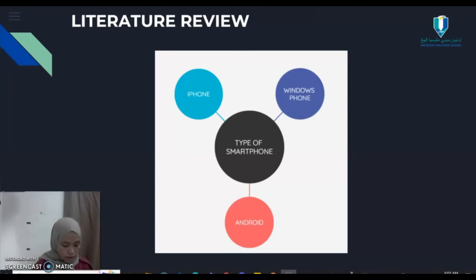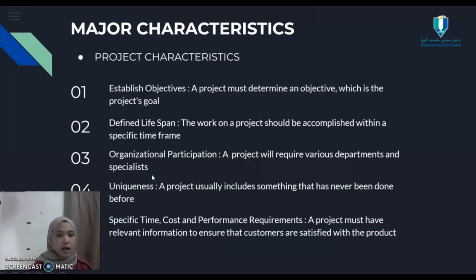Next is the Windows phones. The Microsoft Windows Phone include OneDrive, Xbox, and Bing at the core of its operating system. And lastly, Android is also type of smartphone. The Android operating system from Google powers numerous different types of smartphone in all industry. And next, we will go to the major characteristic.